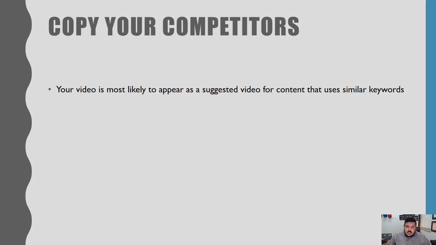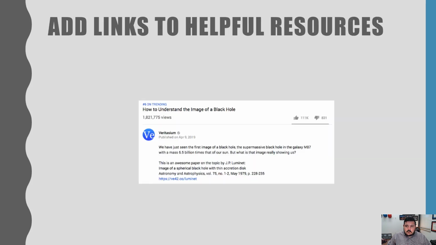Metadata plays an important role in YouTube's suggested video algorithm. Your video is most likely to appear as a suggested video for content that uses similar keywords. As you write, browse popular videos on the same topic and grab a couple of the top keywords from their descriptions and incorporate them into your own. So essentially, copy your competitors. If someone is in the same market and is being successful, it's probably going to benefit you to take a look at what they're doing.